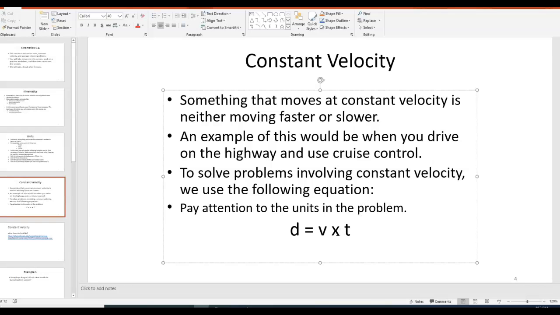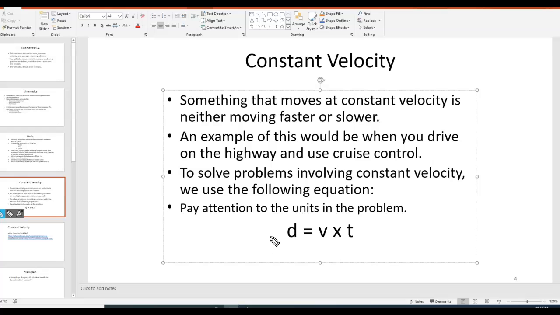Here it is, at the bottom. d equals v times t. This x just represents multiplication. So d equals v times t. In this case, d represents distance or displacement, as you might imagine. v represents speed or velocity, and t represents time.